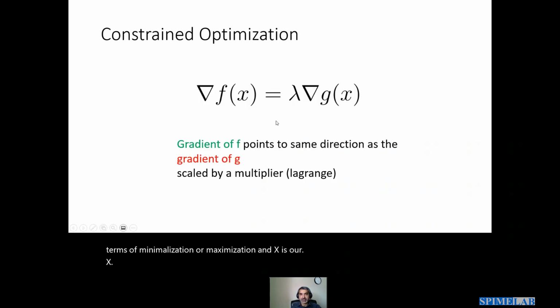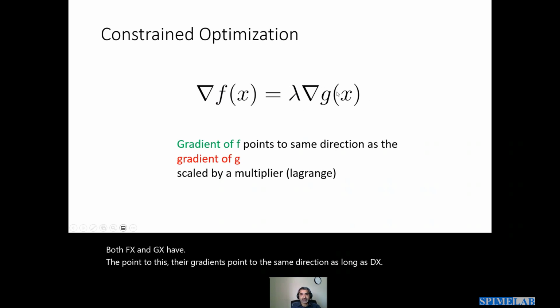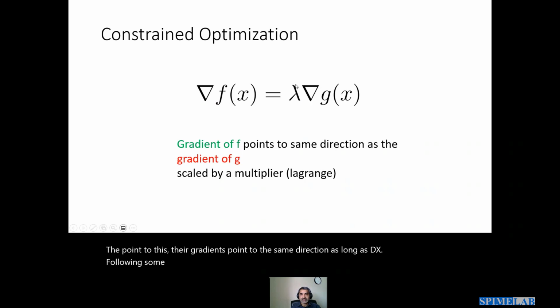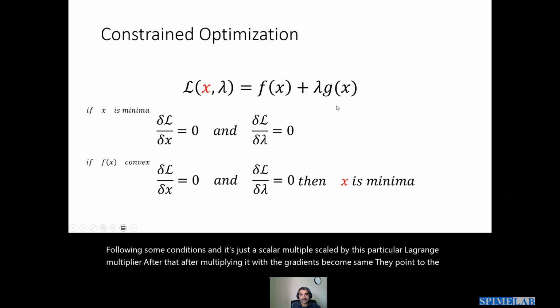What we really get out of this formulation is that both fx and gx have gradients that point to the same direction, as long as gx is following some conditions. And it's just a scalar multiple, scaled by this particular Lagrange multiplier. After multiplying it, the gradients become the same; they point to the same direction.